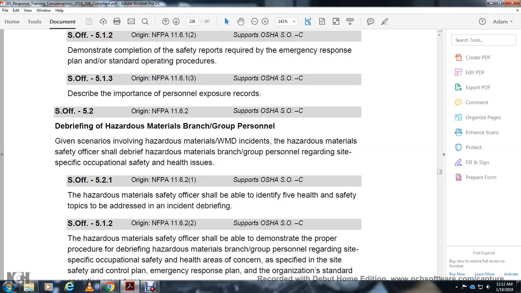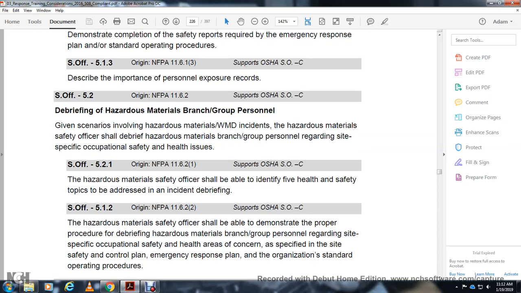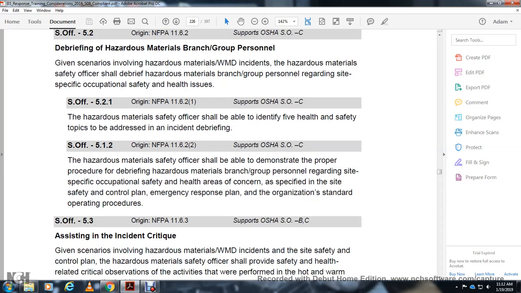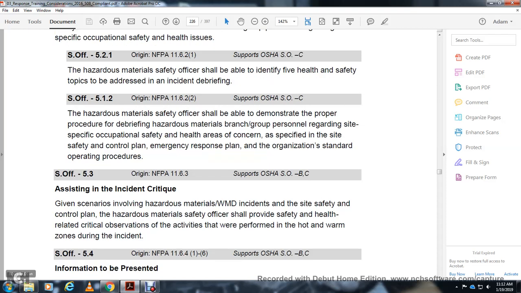They will be briefing the hazmat branch or group personnel regarding site-specific occupational safety and health areas of concern, as specified in the site safety control plan, emergency response plan, and organizational standard operating procedure, assisting in an incident critique. Given the scenario and site safety control plan, the hazmat safety officer provides safety and health related critical observations of the activities performed in the hot and warm zones during the incident.